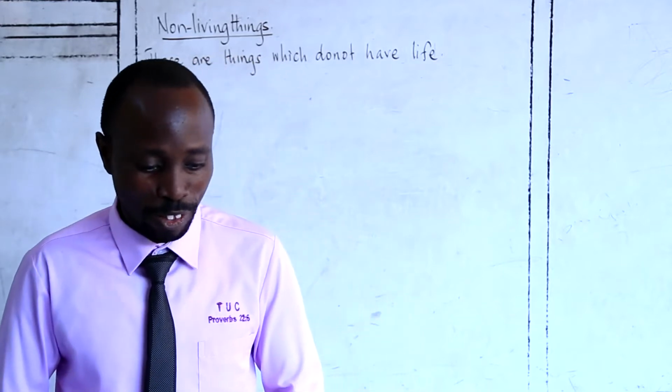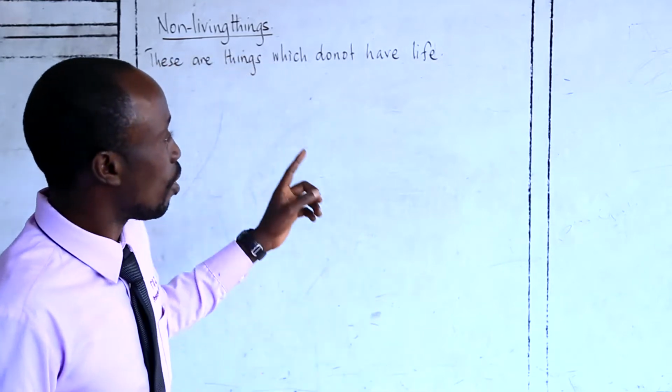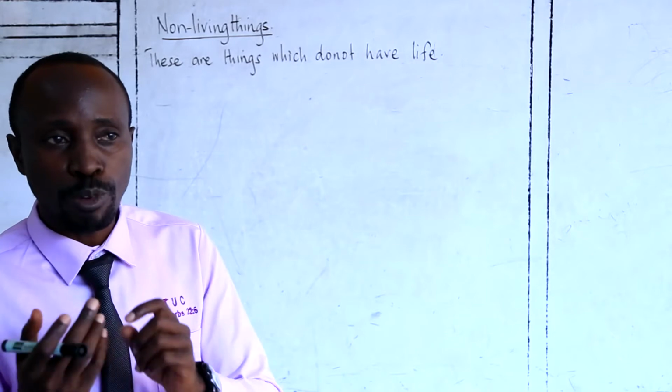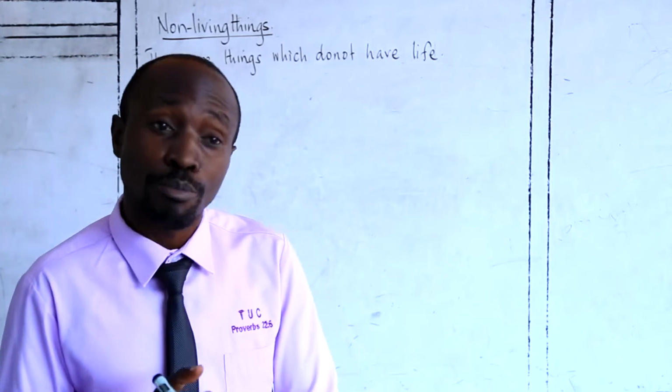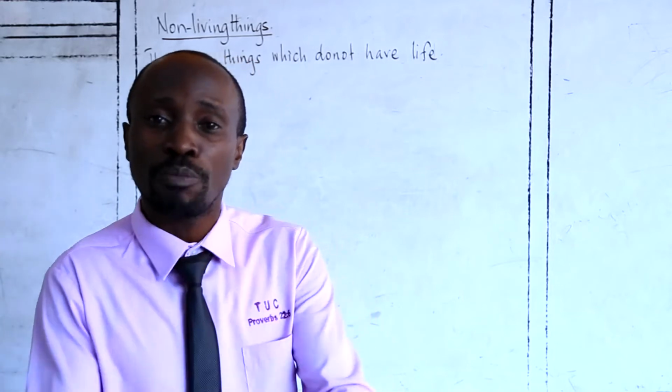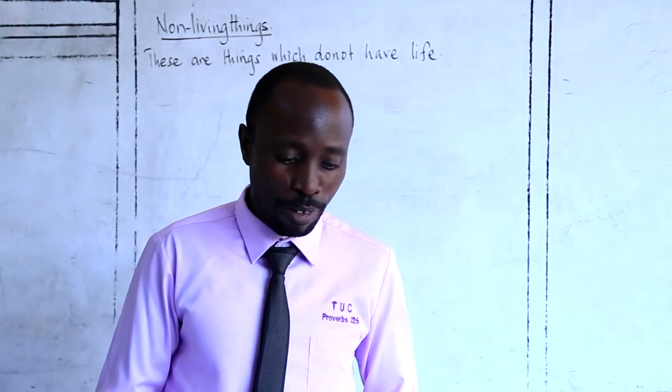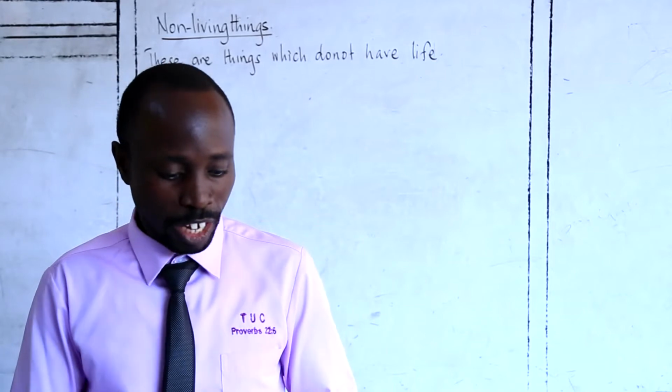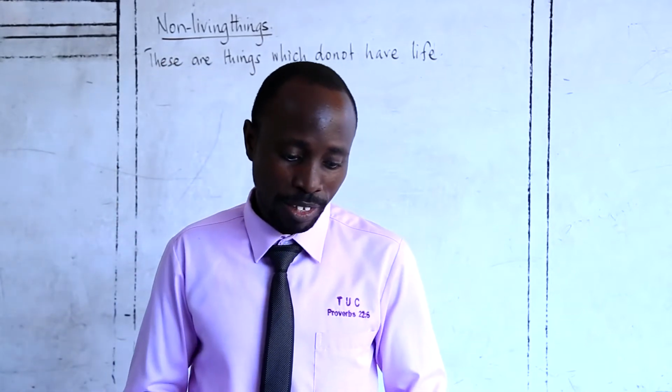They don't have life. So characteristics of non-living things: they do not move, they do not breathe, they don't reproduce, they don't respire. Okay? Those are some of the examples of the characteristics of non-living things.